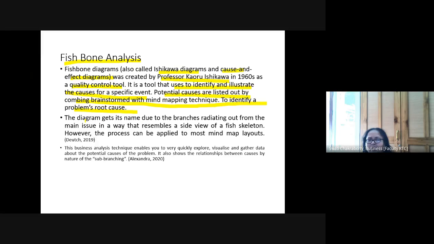Now, the diagram is getting the name of fishbone analysis diagram because of the branches that come out of the main issue. It looks very much like a side view of a fish skeleton. But the process can be applied to most mind map layouts. This business analysis technique helps you very quickly explore, visualize, and gather data about the potential causes of the problem. It shows the relationships between causes by nature of sub branching, one factor leading to another, so it goes on till you get your right answer.